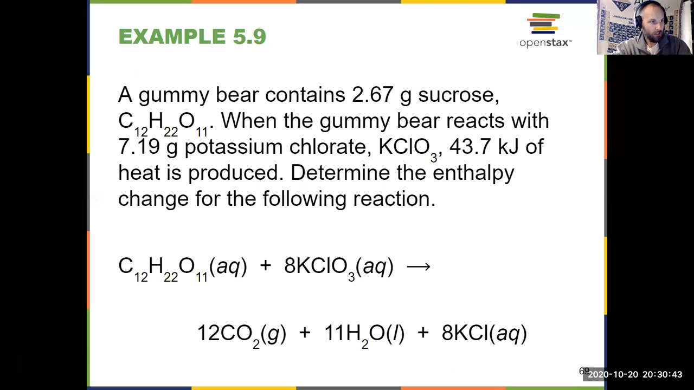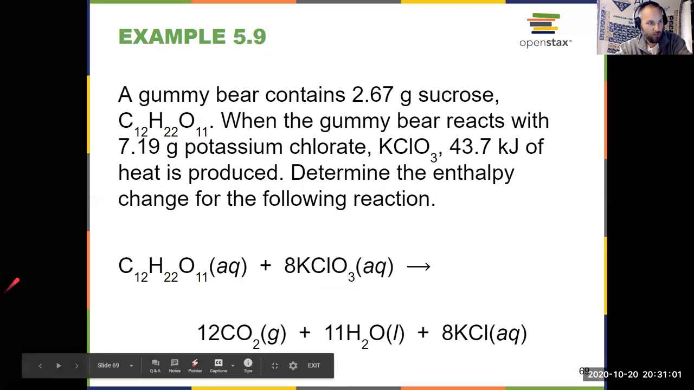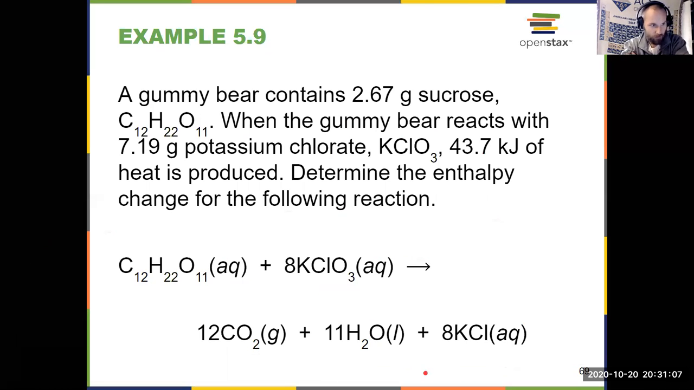The problem tells us a gummy bear contains 2.67 grams of sucrose, with the formula given right there, C12H22O11. When the gummy bear reacts with 7.19 grams of potassium chlorate, KClO3, 43.7 kilojoules of heat is produced. And we're asked to determine the enthalpy change for this reaction, and provide a thermochemical equation.